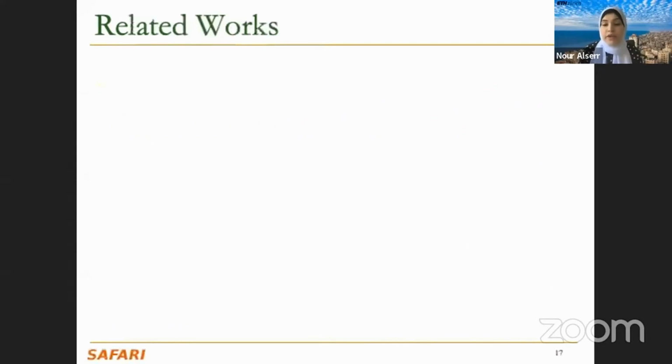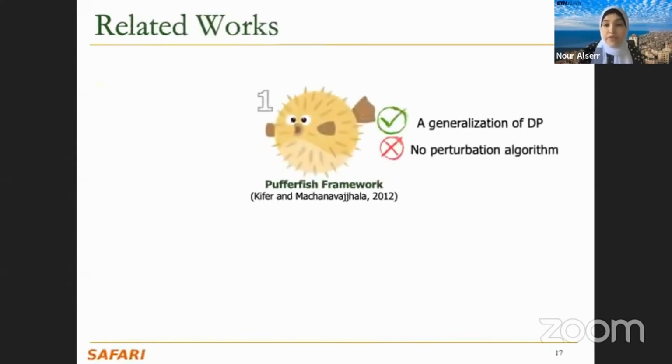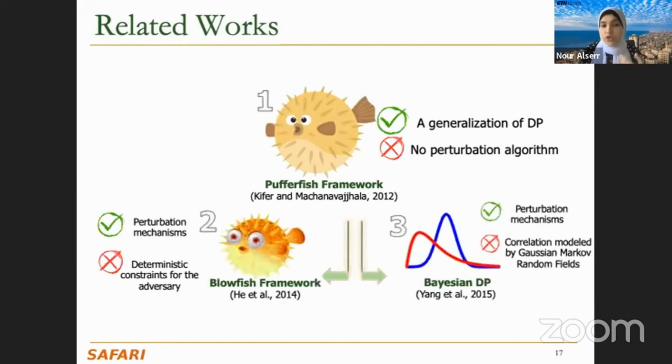Now, many of the related works started to find this limitation. The first one to find the limitation of differential privacy is the Pufferfish framework. Here they didn't show any mitigation. They just show that we have that limitation for differential privacy. Following Pufferfish, we have Blowfish and Bayesian differential privacy. They try to give some mitigation or perturbation mechanism, but, for example, Blowfish has some restrictions which cannot be generalized, and the same goes for Bayesian differential privacy. They model it with a Gaussian Markov random field, which also cannot be generalized to any data set.